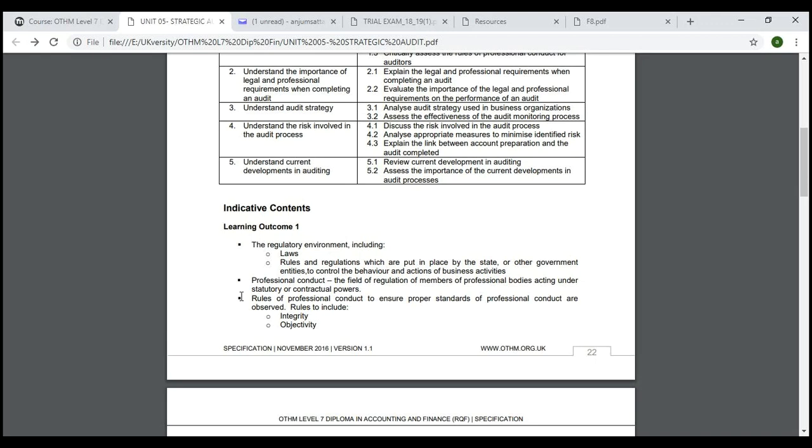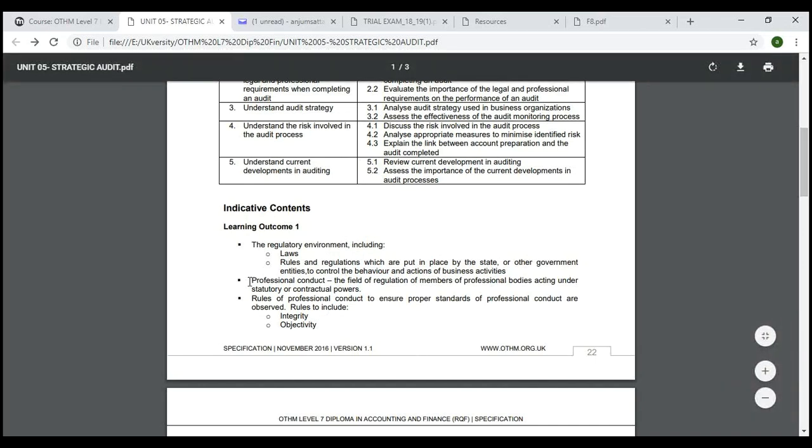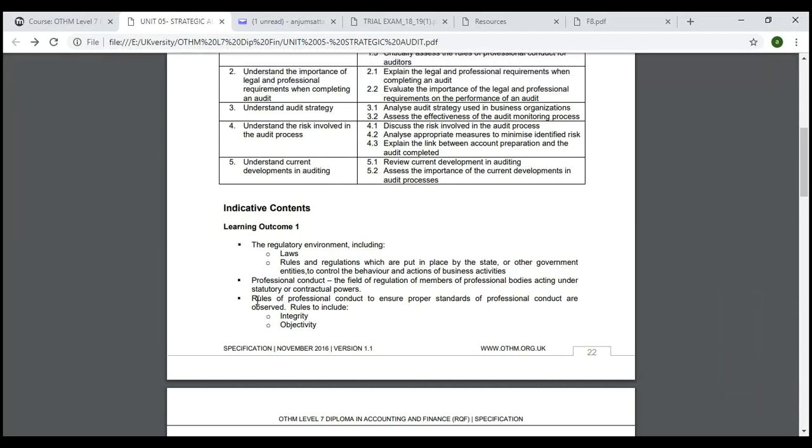Rules are set by the different audit standards, and the laws are different legislation passed by the parliaments. So professional conduct is about the regulations of the members of a professional body acting under by-law, statutory or contractual powers. What sort of contractual powers they have, what they can do, and rules of professional conduct to ensure that proper standards of professional conduct are observed.